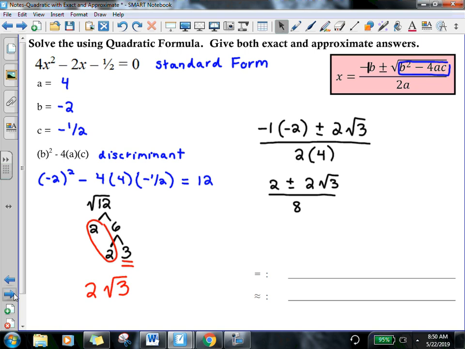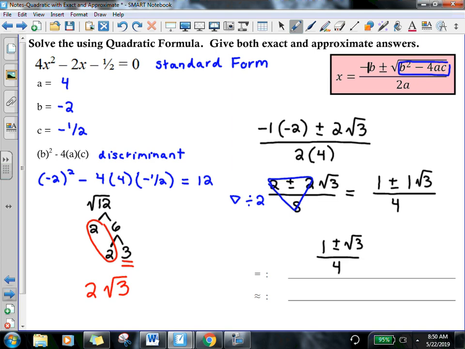So again, I'm looking for that trifecta, our little triangle here, which indicates reduce. So I'm looking at the 2, the 2, and the 8, and I know that I can divide all of those by 2. So 2 divided by 2 is 1. 2 divided by 2 is 1. And then 8 divided by 2 is 4. So my exact answer would be 1 plus or minus the square root of 3 divided by 4.